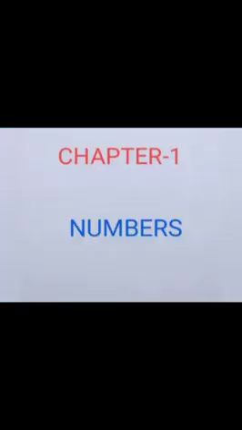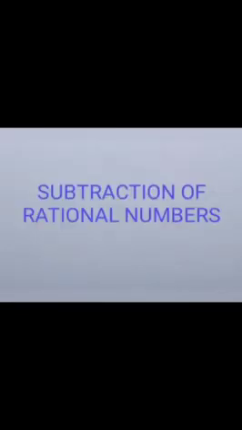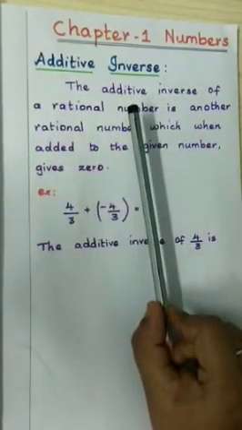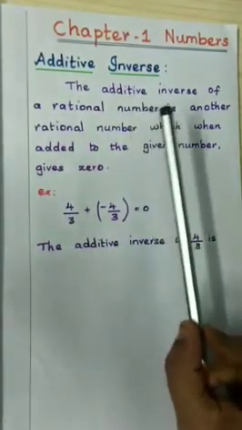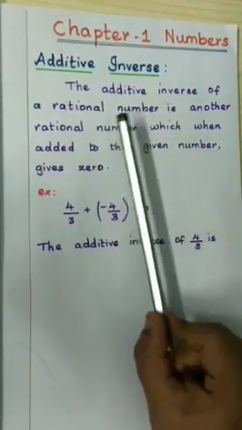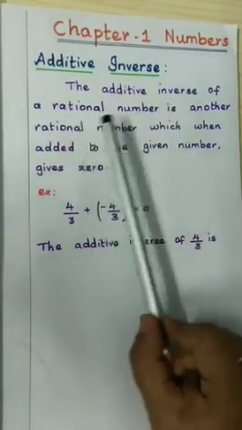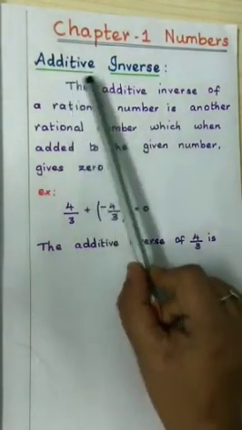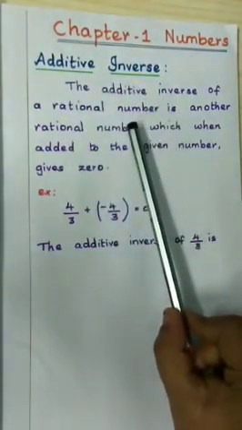Today we are going to see in chapter 1 subtraction of rational numbers. Additive inverse helps us to subtract rational numbers. Already in 7th standard you studied how to find additive inverse of the given integers. Now we are going to find additive inverse of the given rational numbers.